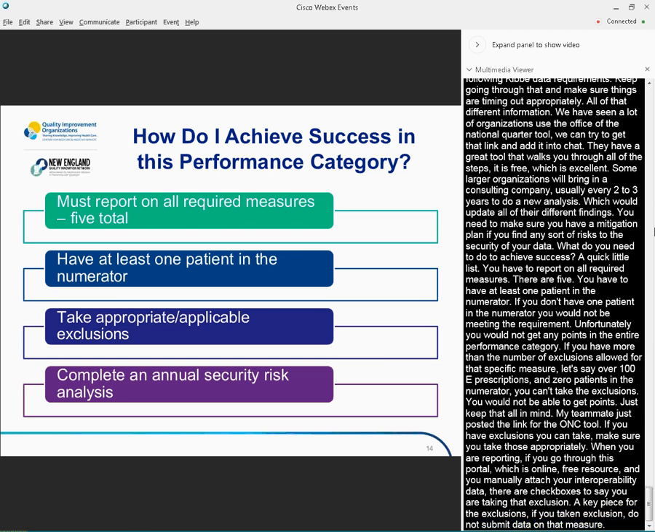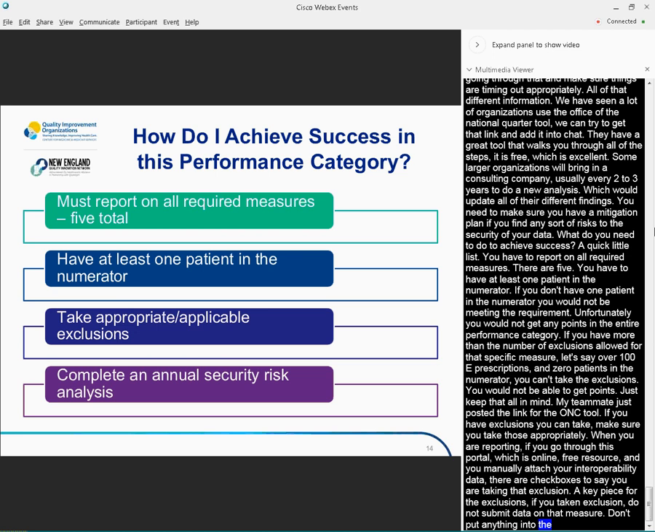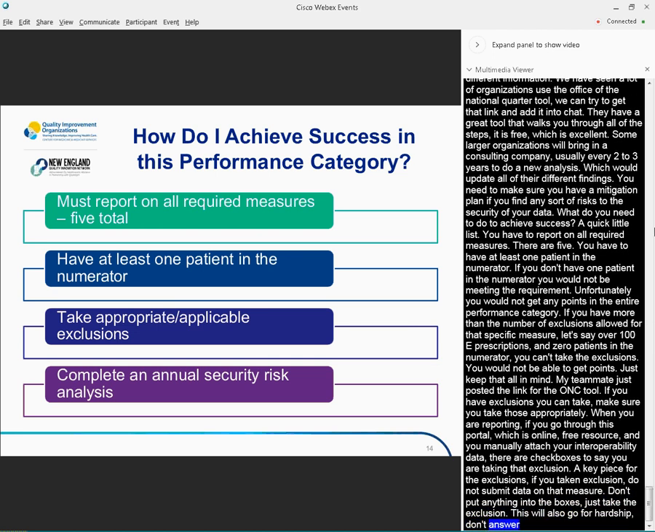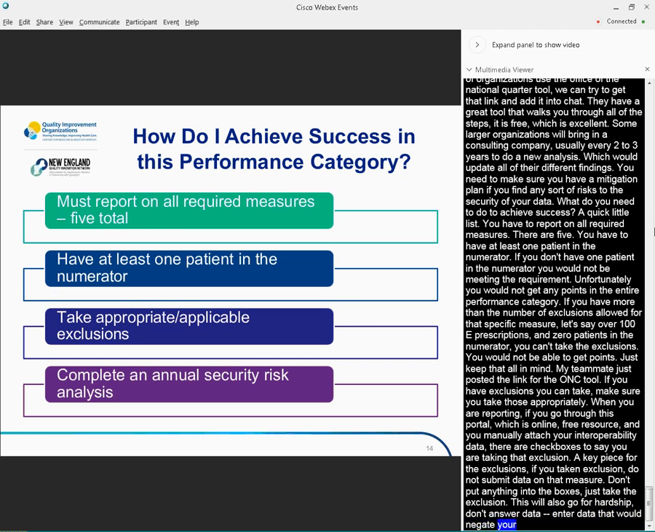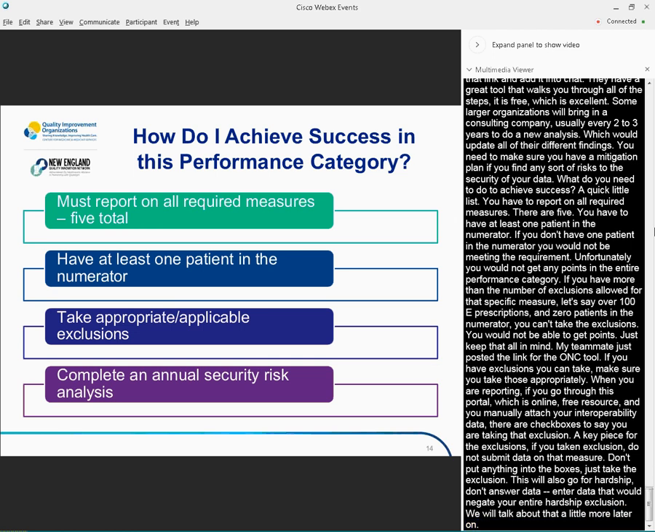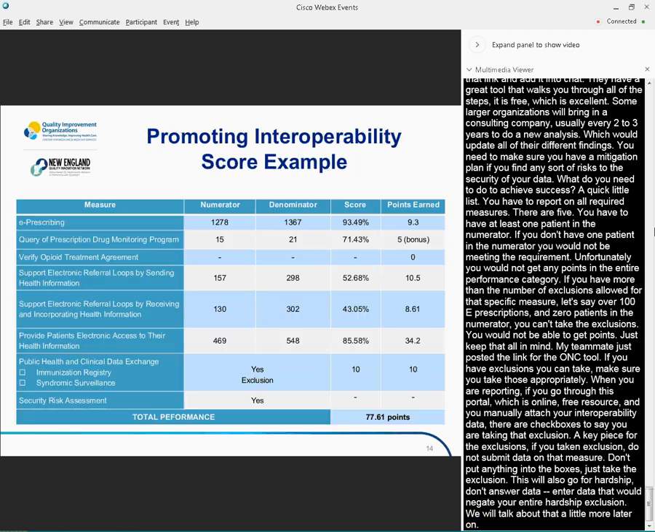This will also go for hardship. Don't enter any data into the performance category. That would basically negate your entire hardship exclusion. But we'll talk about that a little more later on. And then, as I just mentioned, make sure you're completing that annual security risk analysis or reviewing your previous security risk analysis.